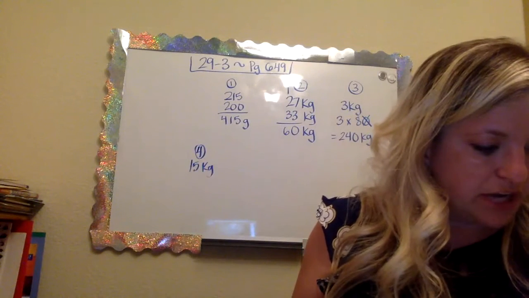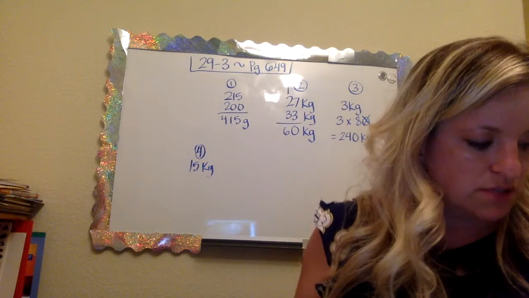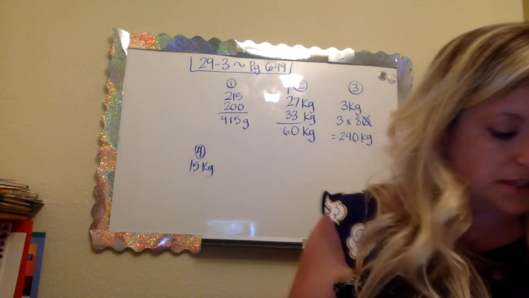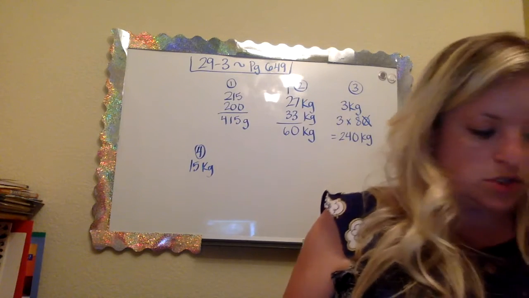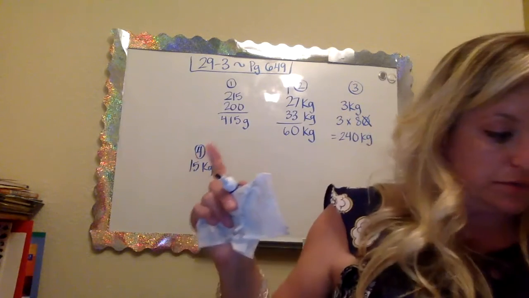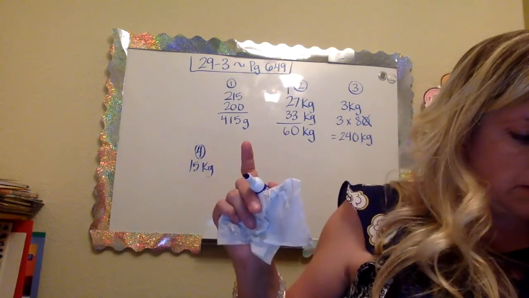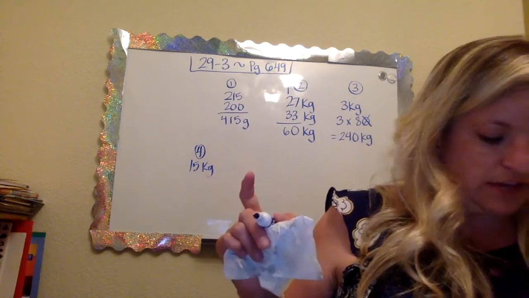Barbara buys 3 houseplants of exactly the same mass. What is the mass of all the houseplants combined? Write an equation to solve the problem. So one houseplant weighs 15 kilograms. Barbara buys 3 houseplants of exactly the same mass. What is the mass of the houseplants?